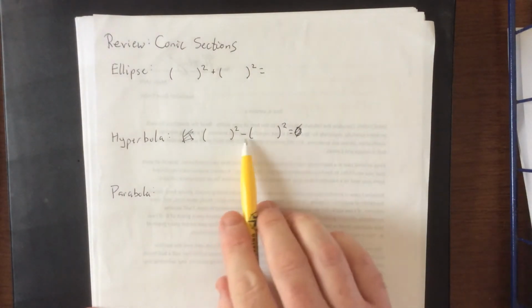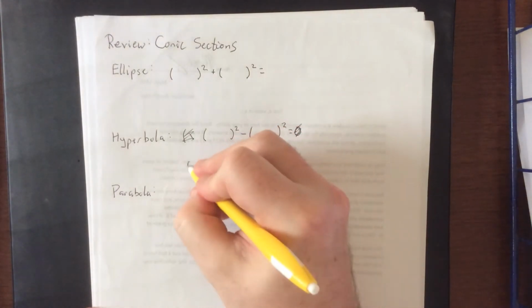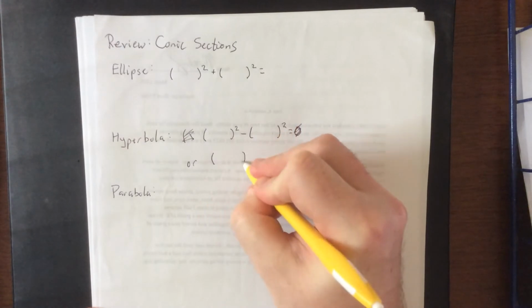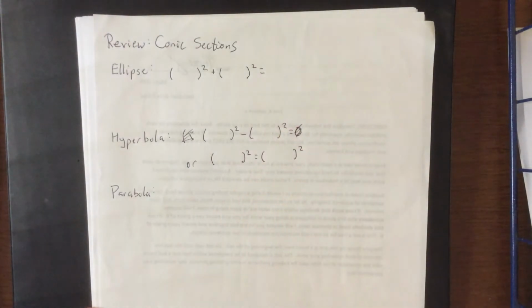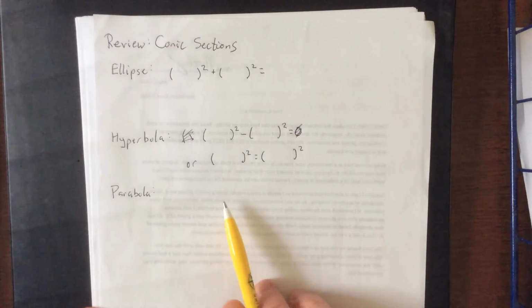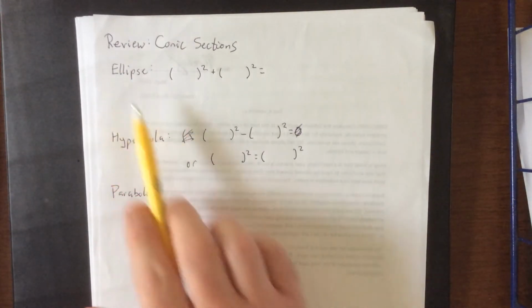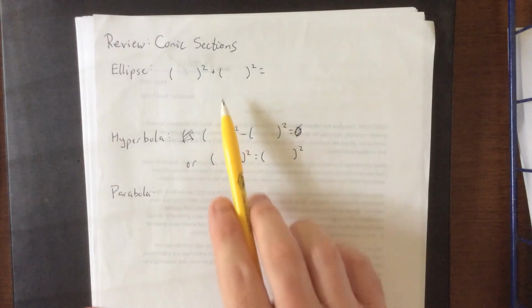If you have a square minus a square is equal to some other quantity, or I guess technically a little bit of algebra could let you know that if you had a square is equal to another square with other things added or subtracted around, these are essentially equivalent to each other. So, big important thing is if both of the variables are squared, you're dealing with either an ellipse or a hyperbola, and the plus or minus is going to determine which one it is.